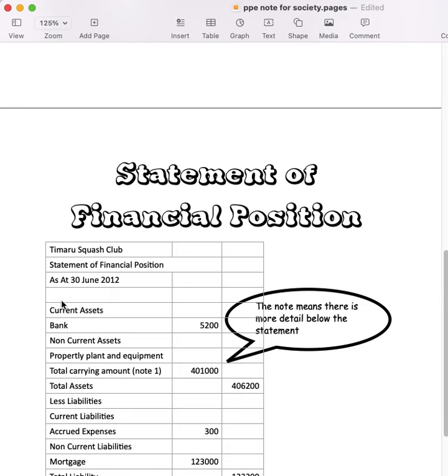It's a set time. It will change on any day. They might have more money in the bank or less money in the bank. They might have paid off some mortgage, that kind of thing. So we use the term "as at" when we're doing a statement of financial position.